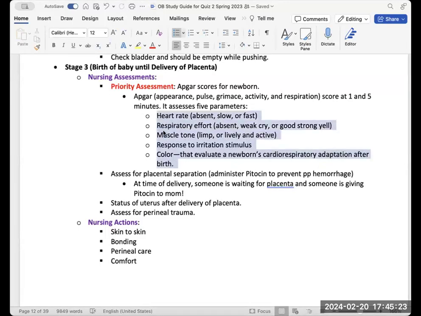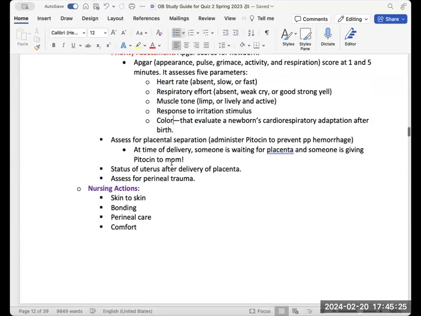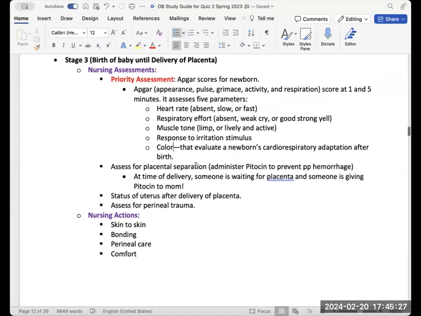So we're looking at all of these things, as well as looking for placental separation, right? After we do the APGAR score, we're looking for that because the placenta is supposed to come out. Once that placenta comes out, we must give Pitocin because that's going to prevent postpartum hemorrhage, okay? So just keep that in mind. And we're looking at the status of the uterus after delivery, and we're assessing for perineal trauma.